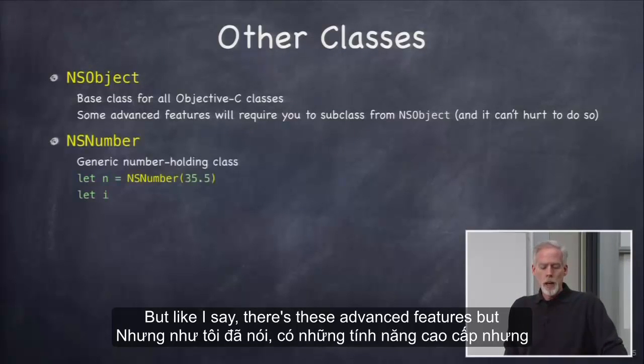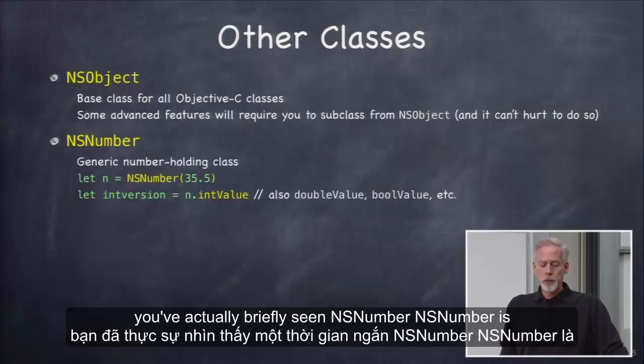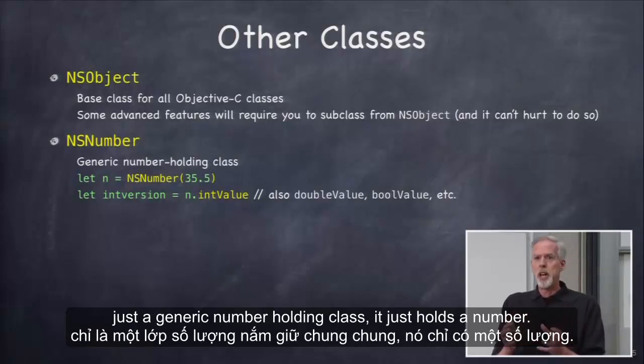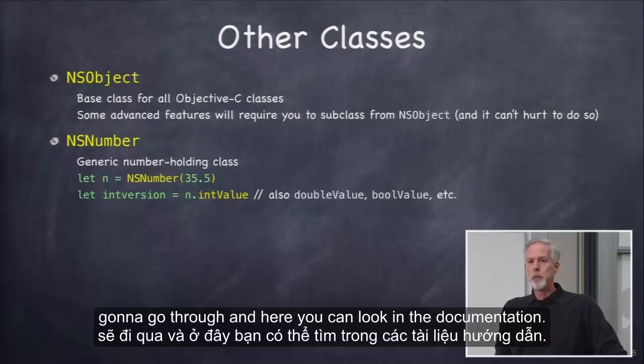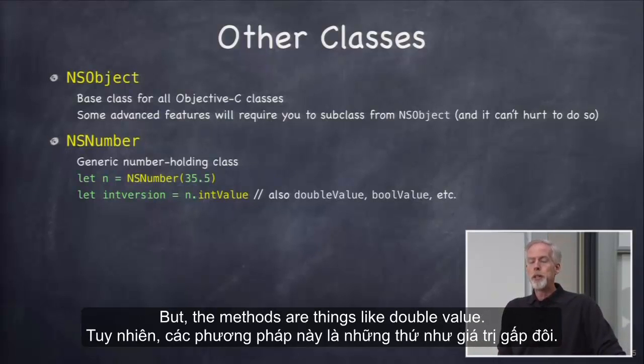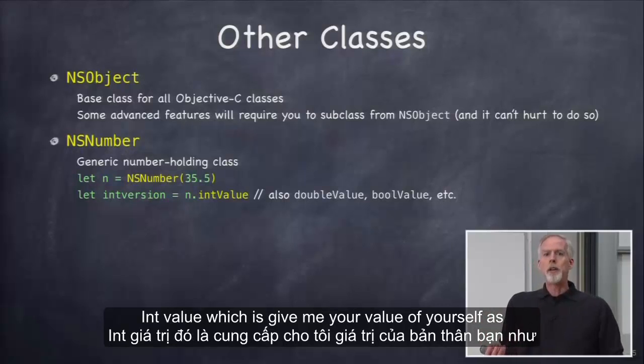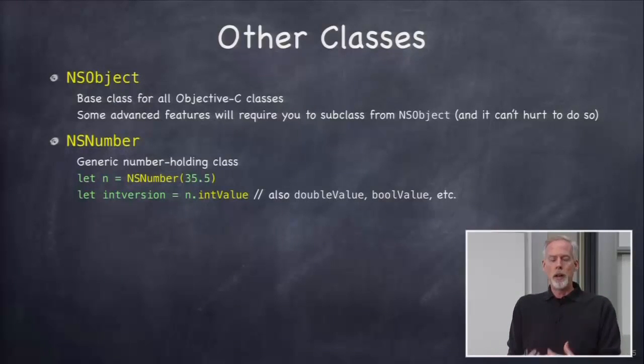But then there's NSNumber. You've actually briefly seen NSNumber. NSNumber is just a generic number-holding class. It just holds a number. That's all it does, and it has a ton of methods on it. I'm not going to go through them here. You can look in the documentation. But the methods are things like doubleValue and intValue, which is give me the value of yourself as an int, as a double, etc.